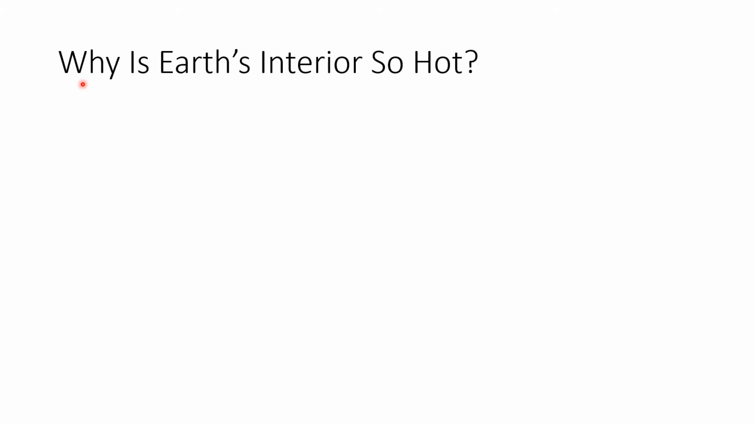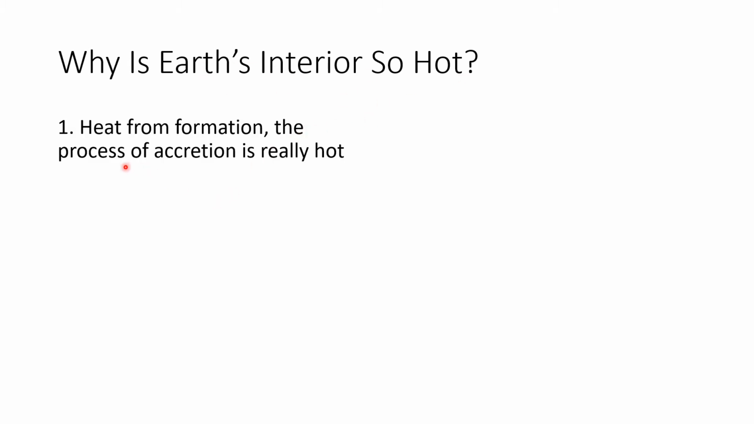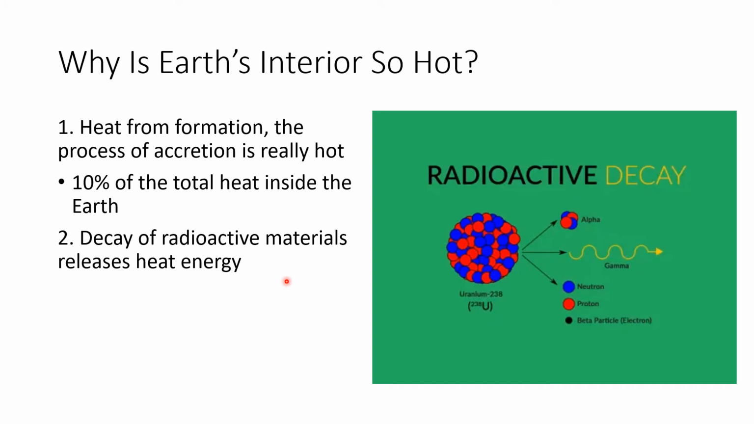So as we just saw, the core of the Earth can reach temperatures similar to the surface of the sun. So why is it that Earth's interior is so hot? There are two main reasons. First, the heat from the formation of the Earth, that process of accretion where all of the stuff clumped together. It's a really hot process that accounts for about 10% of the total heat inside of the Earth. And then the other important one is the decay of radioactive materials deep within the Earth. That decay process releases heat energy, and that accounts for approximately 90% of the total heat inside of the Earth.